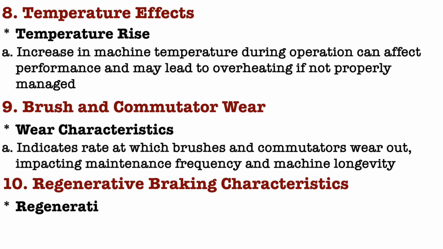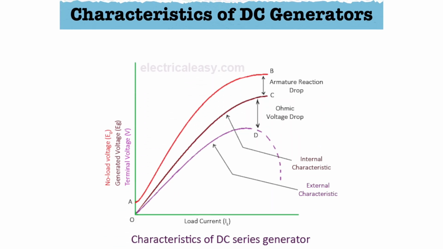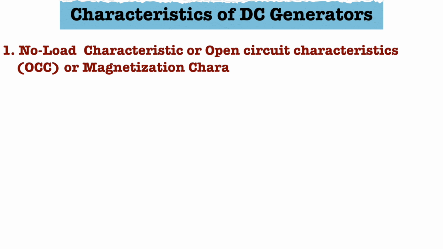The regenerative braking performance shows the efficiency and effectiveness when the DC machine operates as a generator to recover energy during braking. Now, let us see the characteristics of DC generators in detail. The characteristics of DC generators describe how they behave under various operating conditions. The first operating condition is the no load characteristic or open circuit characteristic, abbreviated as OCC, or also it is known as magnetization characteristic.